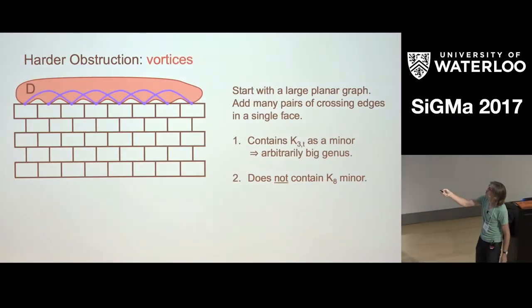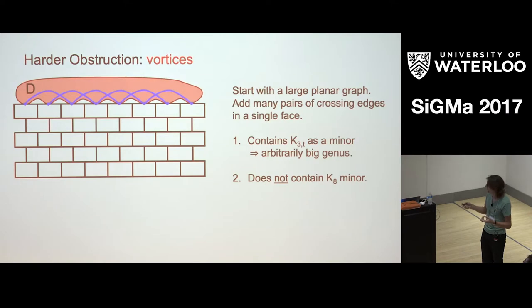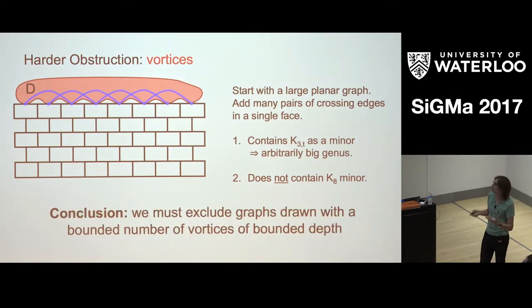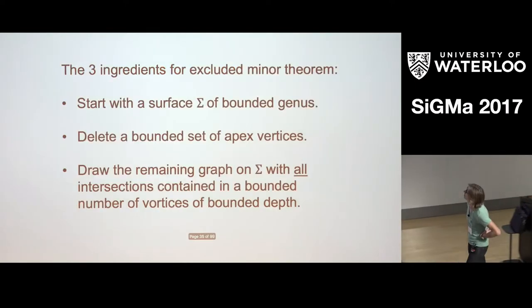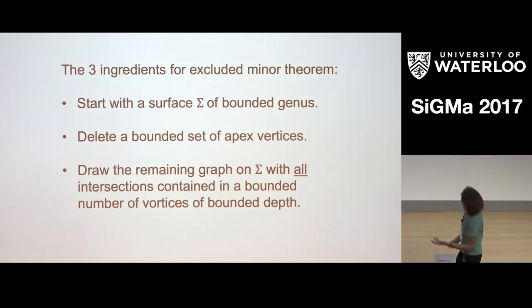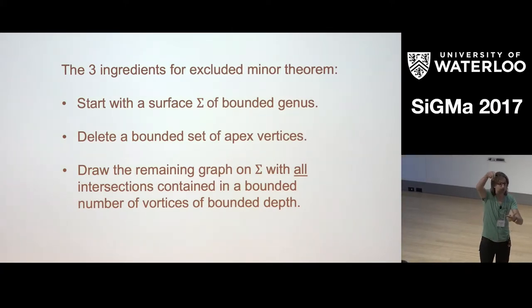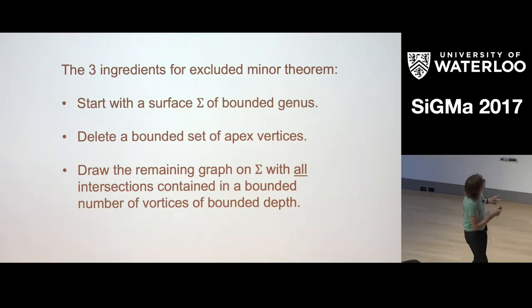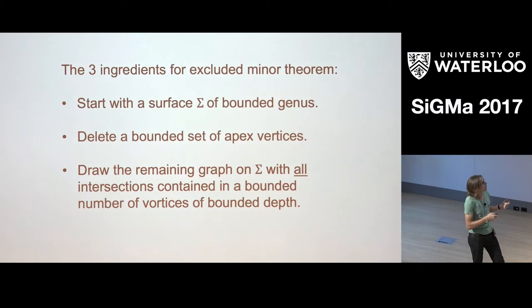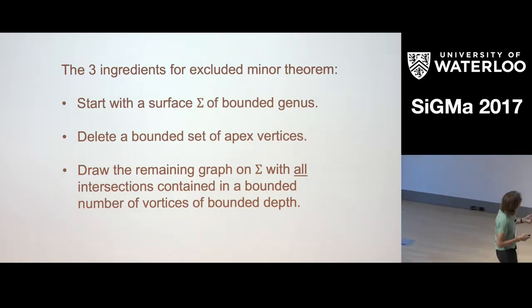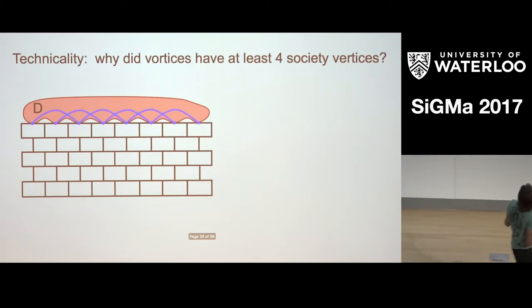So again, we were talking about these obstruction vertices. I had a drawing with a bunch of crossing edges in one face. The important thing here is that I have to include in my structure theorem, in my statement, graphs which have a bounded number of vortices, and I also want to have bounded depth in the vortices. Okay, so this is all three ingredients for the structure theorem. I have a surface of bounded genus sigma. I have to take into account a bounded set of apex vertices. And now I want to draw the remaining graph after I delete the apex vertices with all the intersections contained in a bounded number of vortices of bounded depth. So those are the three ingredients that give us the structure theorem.